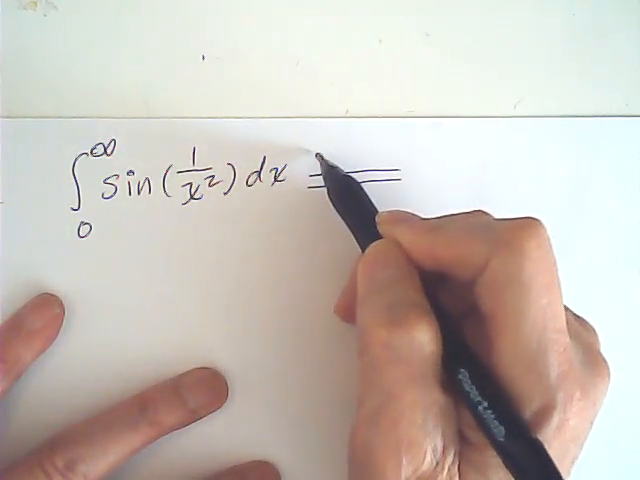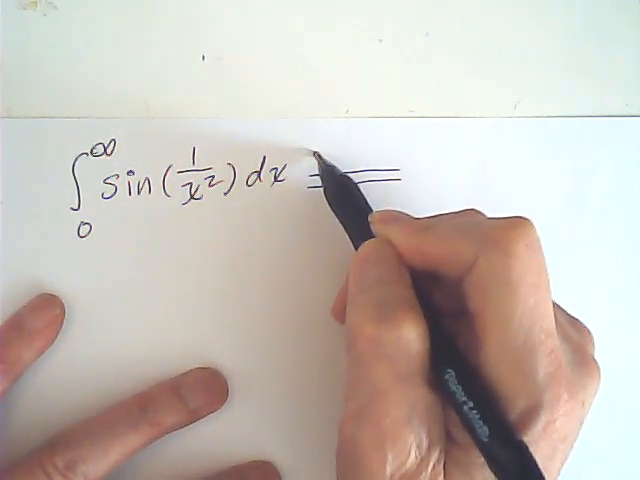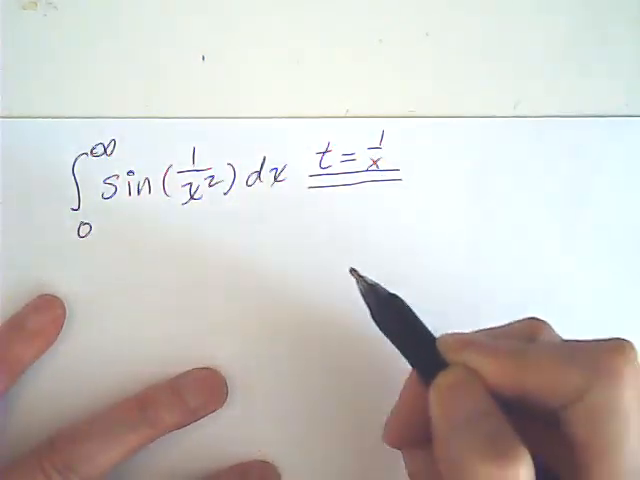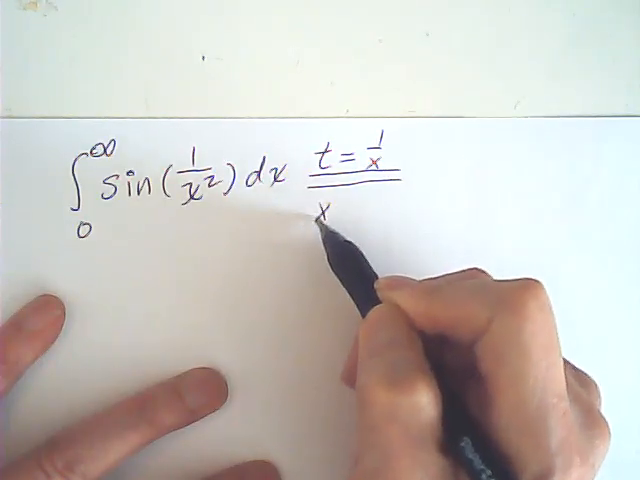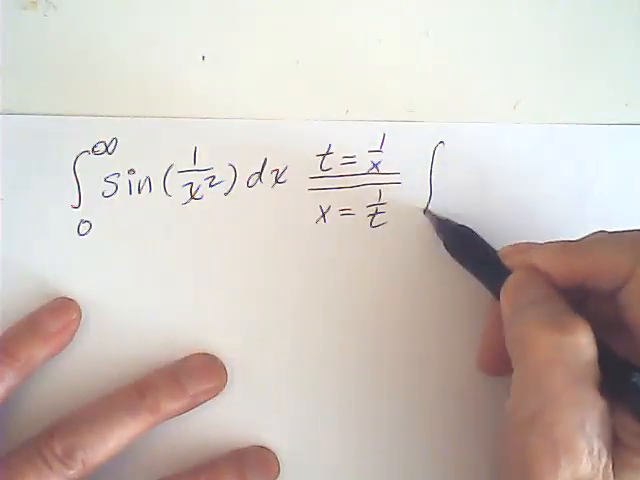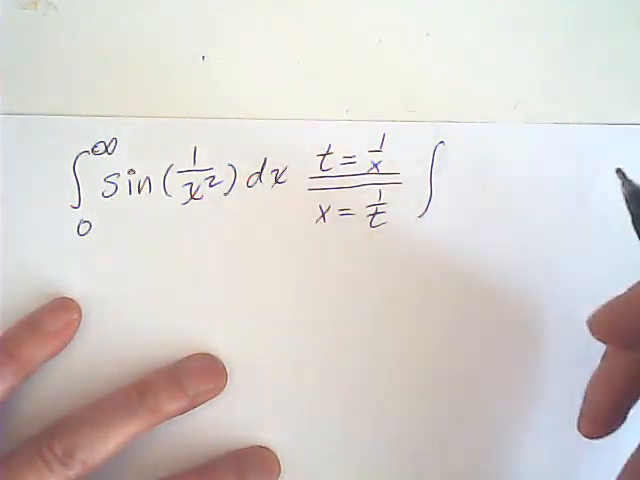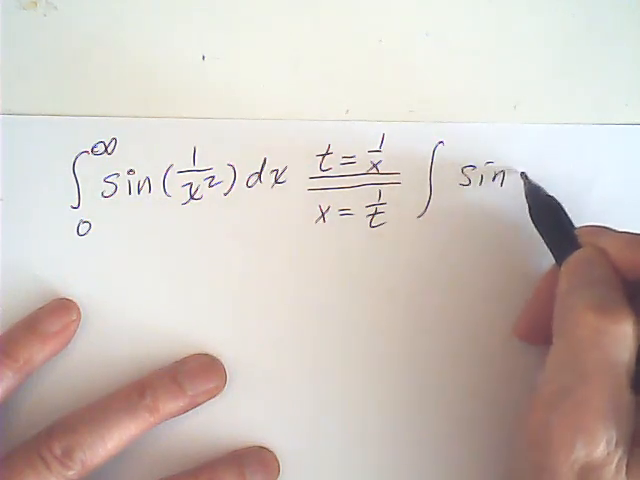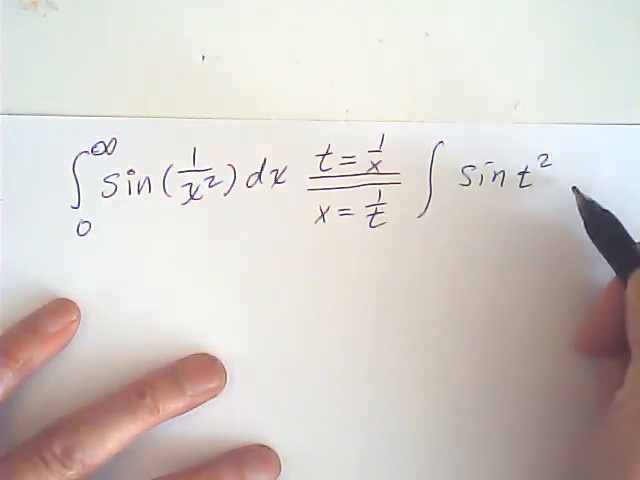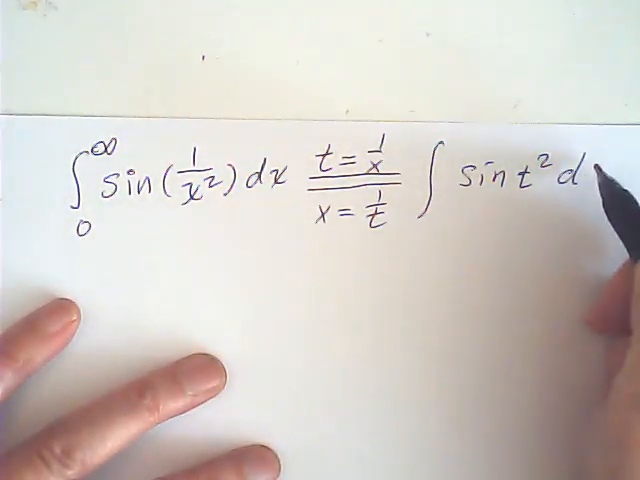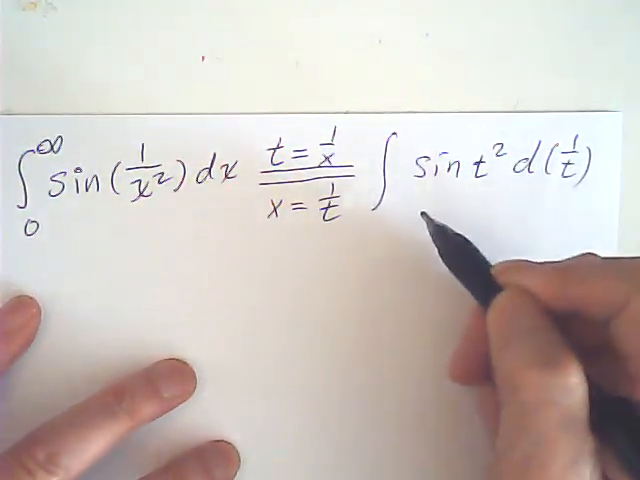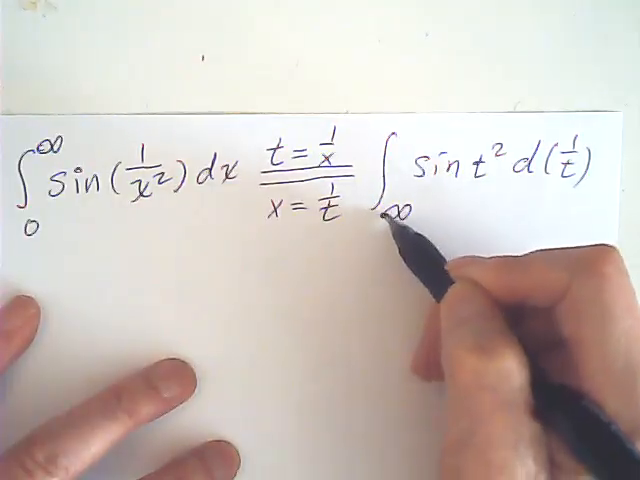Let t be 1 over x. So x is equal to 1 over t. Now the integral has been changed to sine t squared, right? Times t squared. And dx will be d(1 over t). And it's from infinity to 0 now.